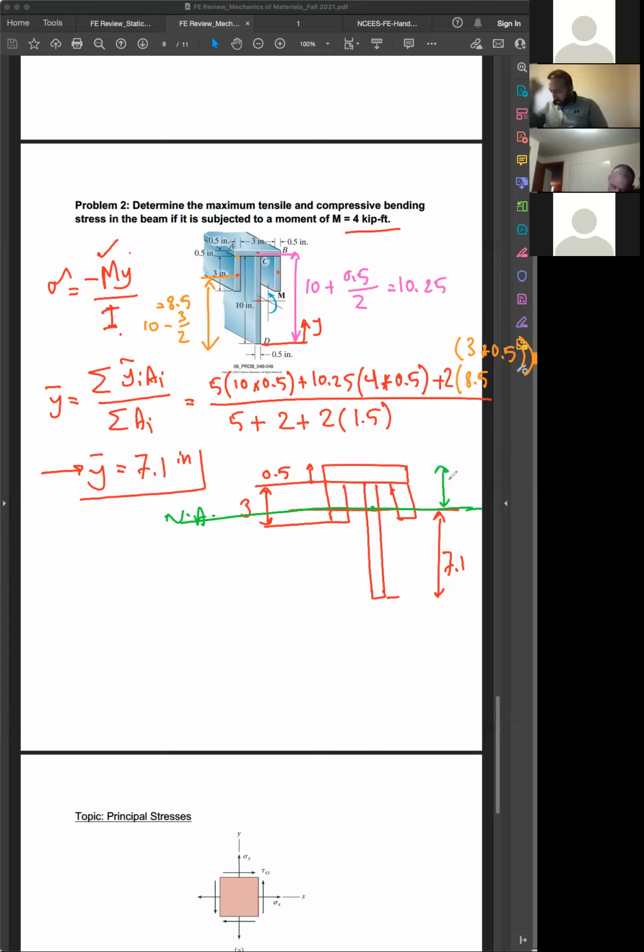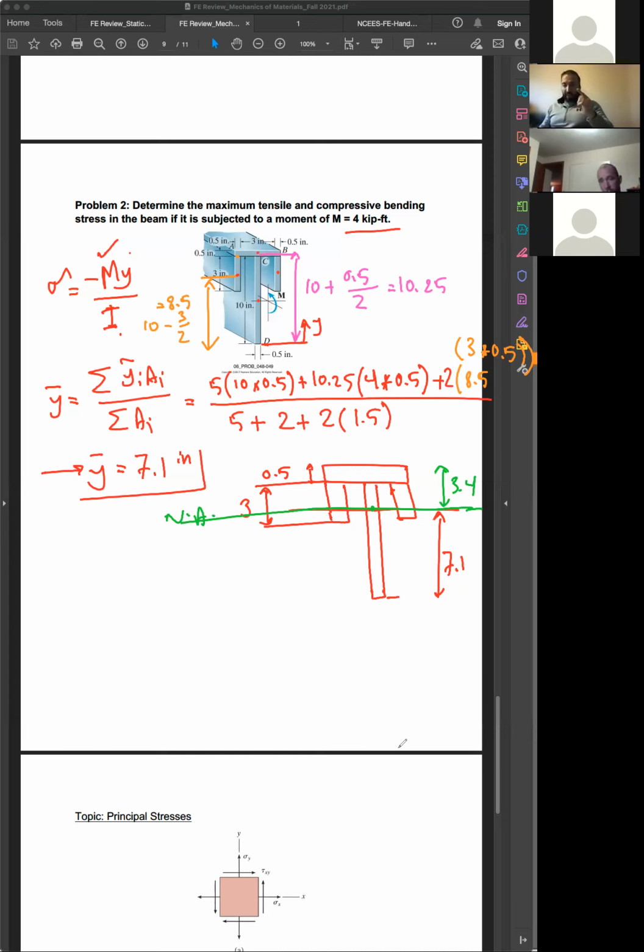This would be what? Just for the sake of knowing that, the total height would be 10 plus half, so 10.5 minus 7.1. That would be 3.4. All right? These are the dimensions. So we know the dimensions.